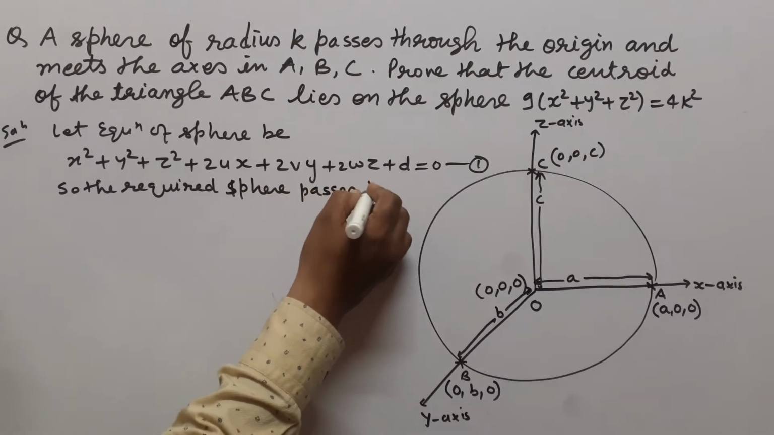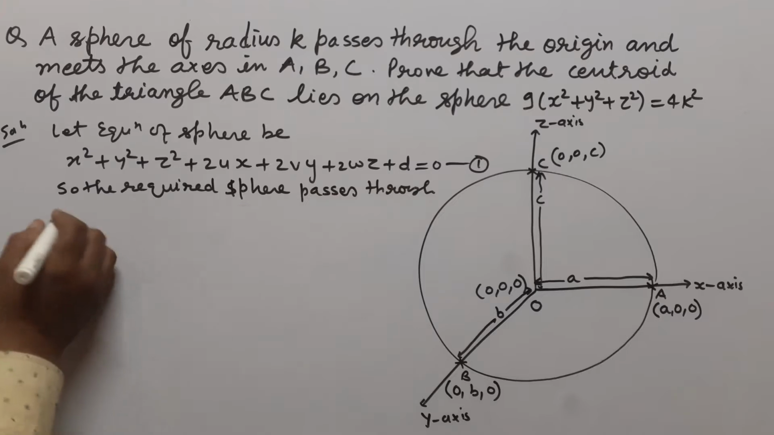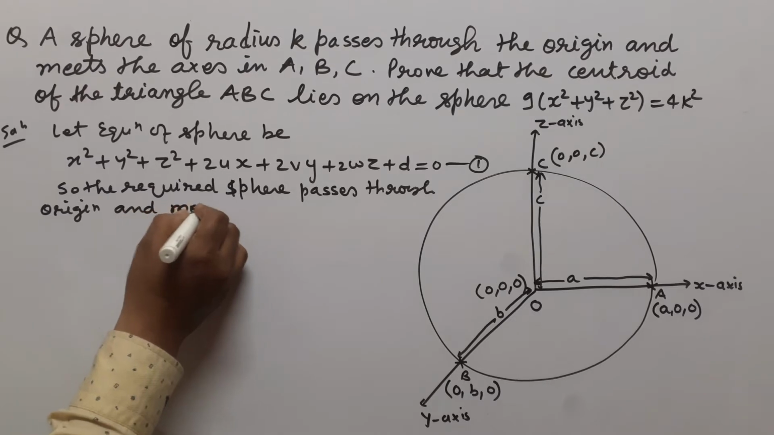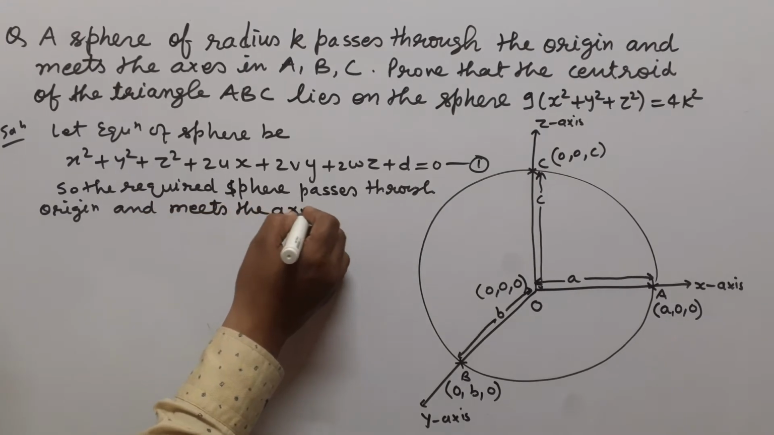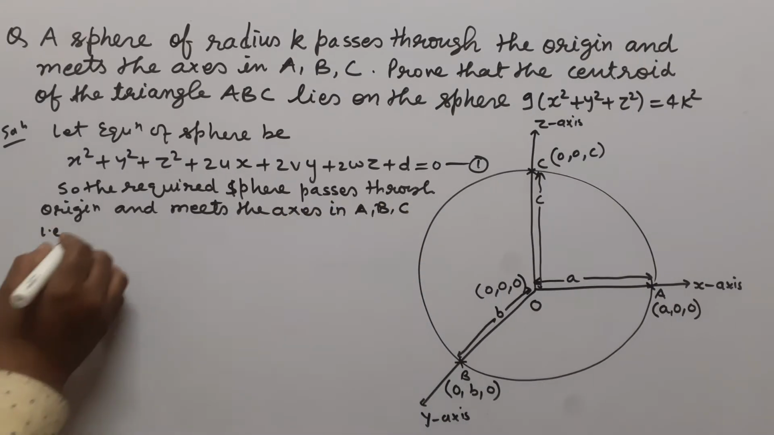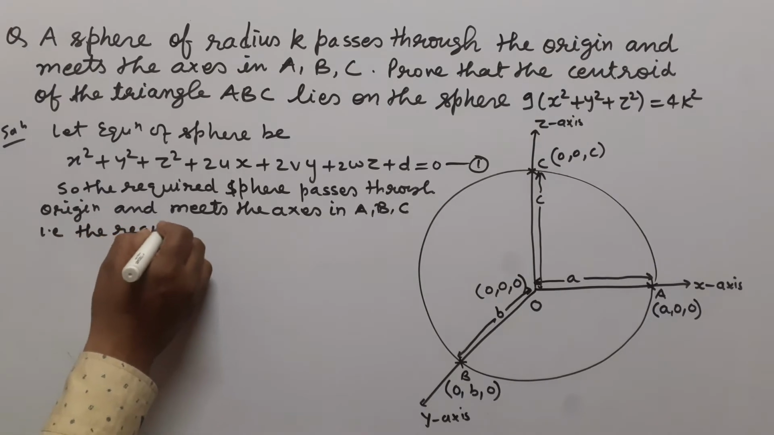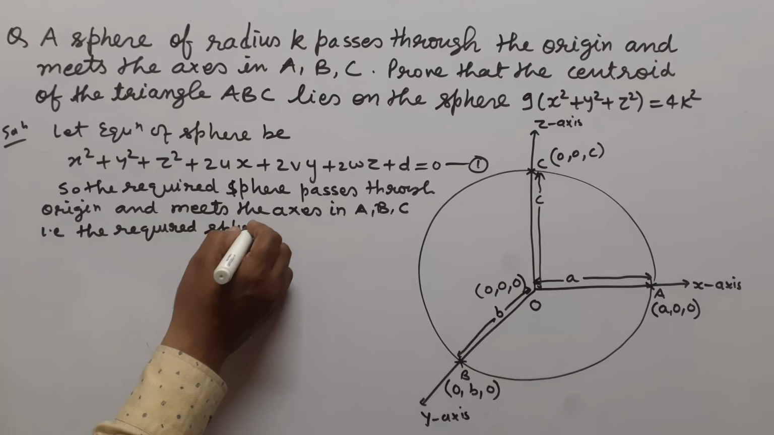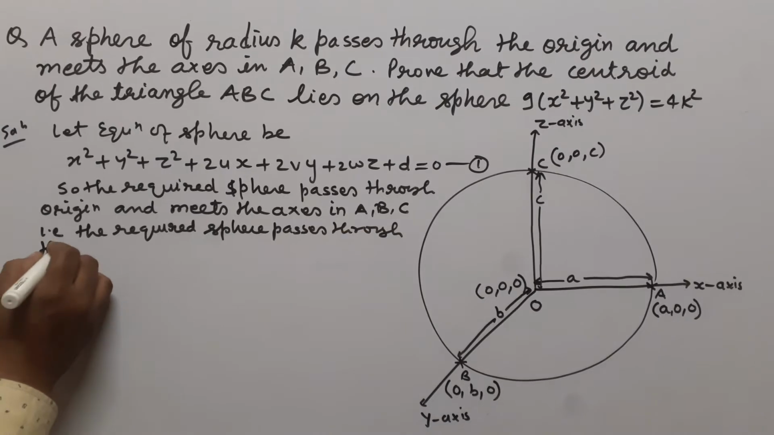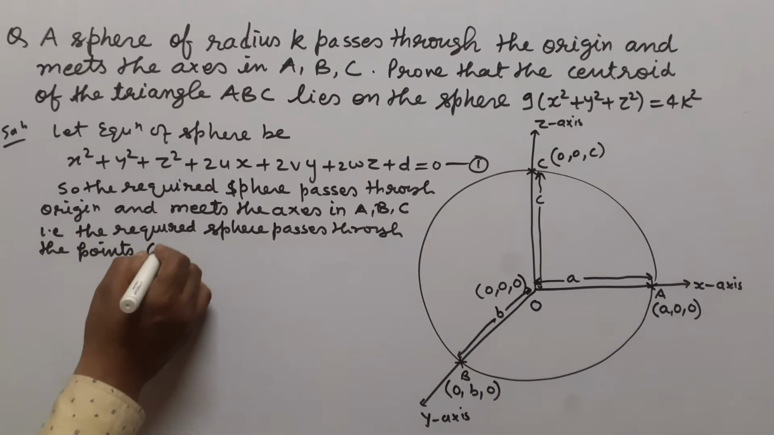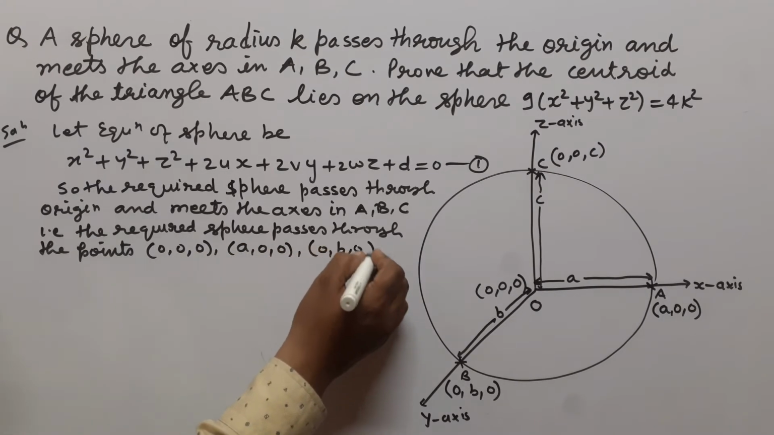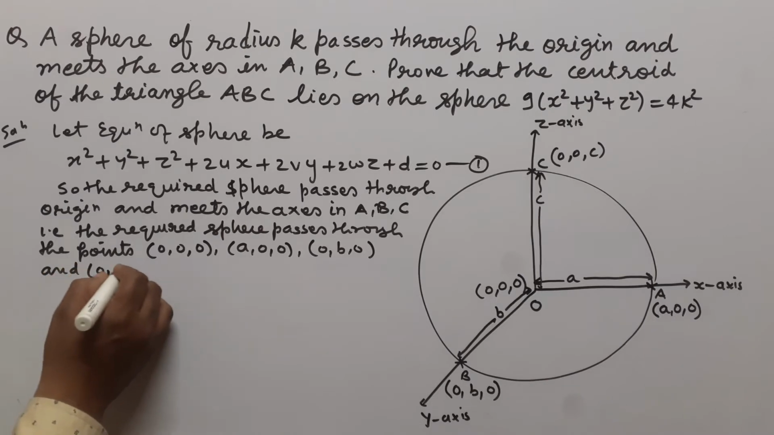So this is the sphere which is passing through the points 0, 0, 0; a, 0, 0; 0, b, 0; and 0, 0, c. So the required sphere passes through the origin and meets the axes in A, B, C.